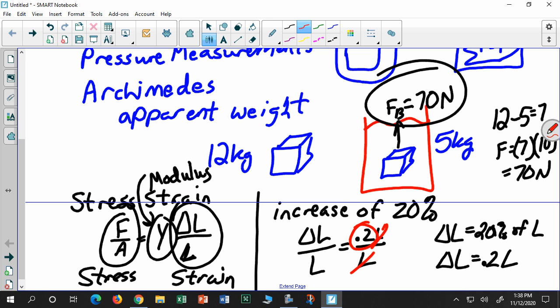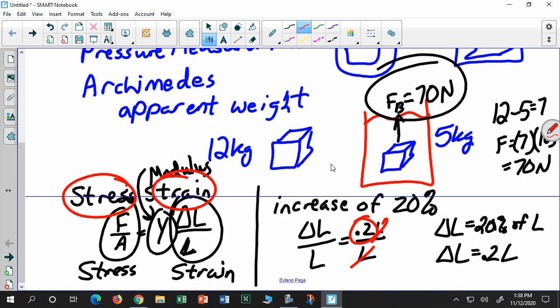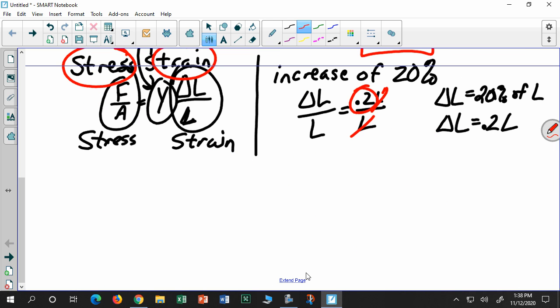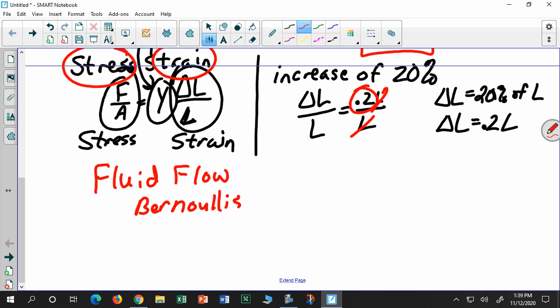So those are the two things I wanted to tell you about, the apparent mass and the percentage, sort of showing how to do this stress over strain. And then also make sure that you know these words and what they're associated with. Okay, so Archimedes, stress and strain, pressure measurements, fluid flow, and that includes Bernoulli's and equation of continuity.